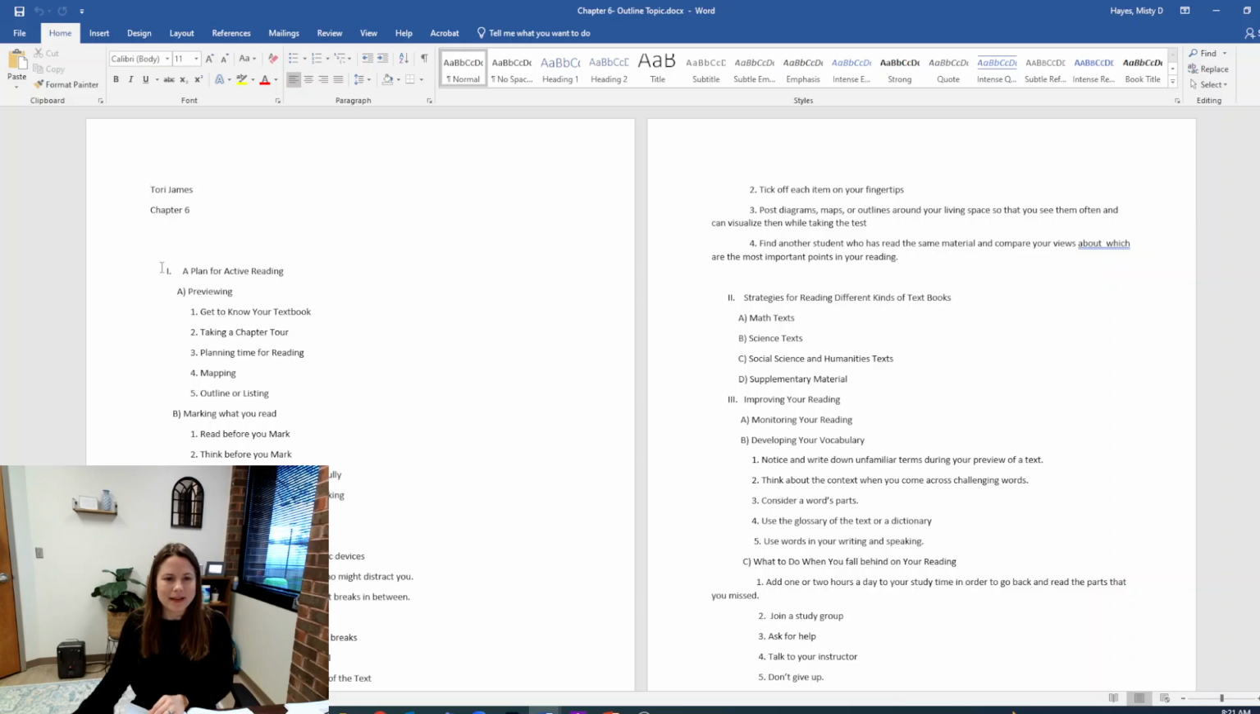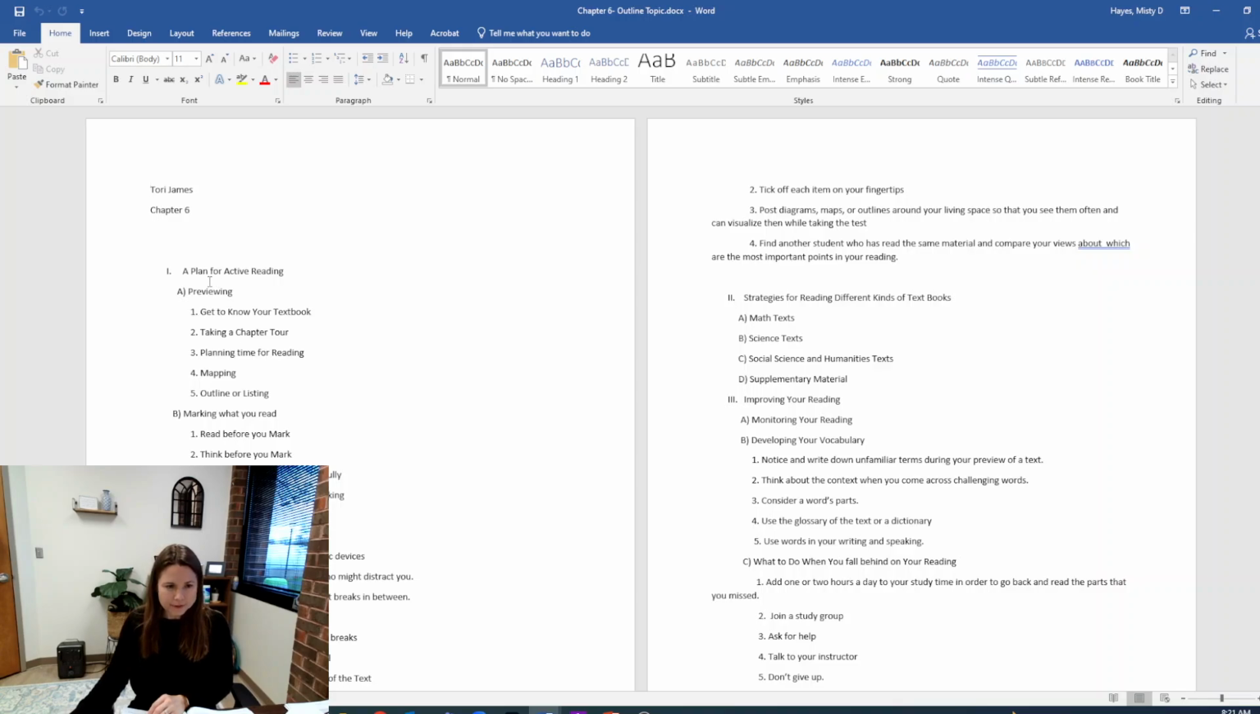That is a main heading. Okay, so that would be your Roman numeral. Any main headings are Roman numerals. Supporting details are capital letters. Any subtopics that go underneath that supporting detail are going to be numbers.